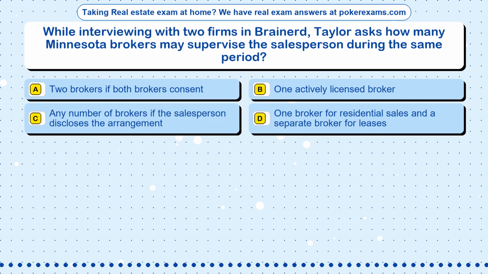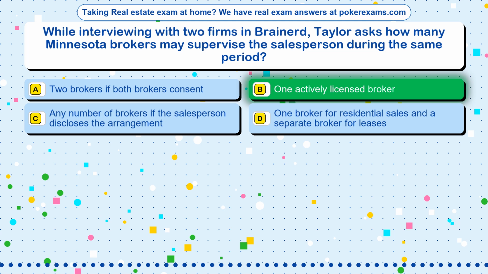Question 10. While interviewing with two firms in Brainerd, Taylor asks how many Minnesota brokers may supervise the salesperson during the same period. Option A, 2 brokers if both brokers consent. Option B, 1 actively licensed broker. Option C, any number of brokers if the salesperson discloses the arrangement. Option D, 1 broker for residential sales and a separate broker for leases.